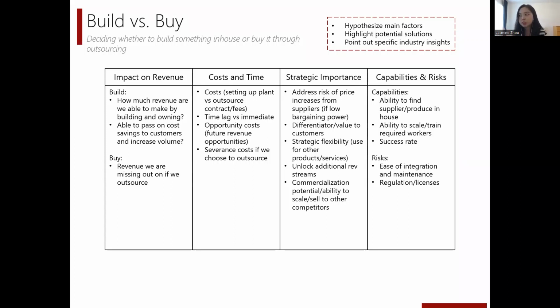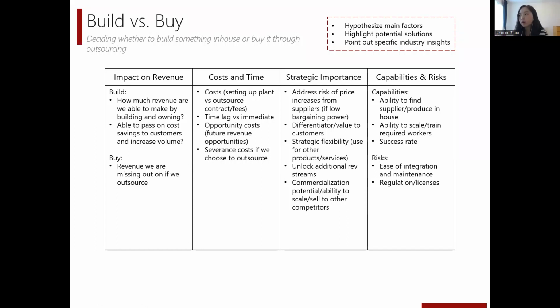And then the opportunity costs, so future revenue opportunities, and severance costs if we do choose to outsource. This is relevant if we are already making this in-house and then we're choosing to outsource. We would have to lay off the employees or the teams that are relevant to this current in-house service. For strategic importance, that's addressing risks of price increases from suppliers.